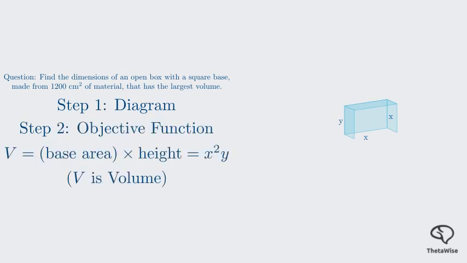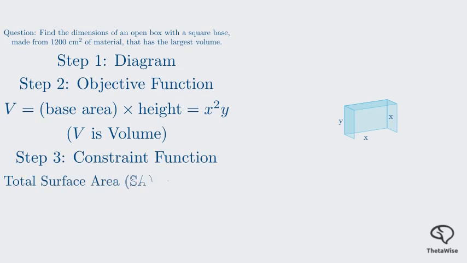The volume of a box is base area times height. Our base is a square of side x, so the area is x squared. The volume V is x squared times y. Notice we have 2 variables here, x and y. To differentiate, we need the volume to be a function of only one variable. For that, we'll use the constraint given in the problem, the material, the constraint function.